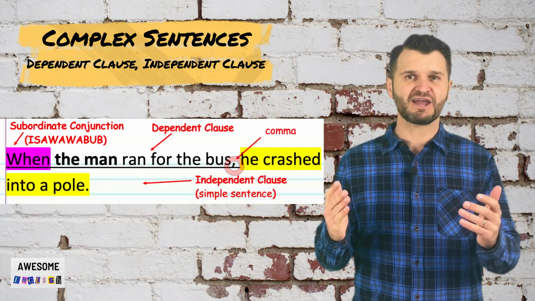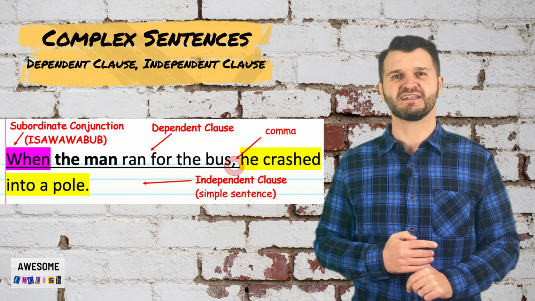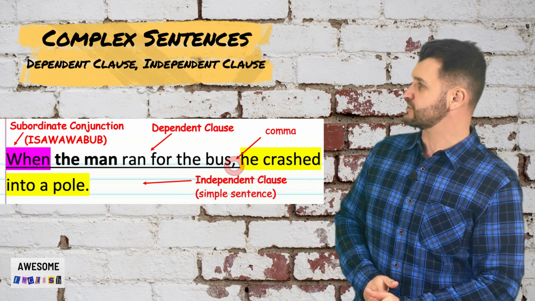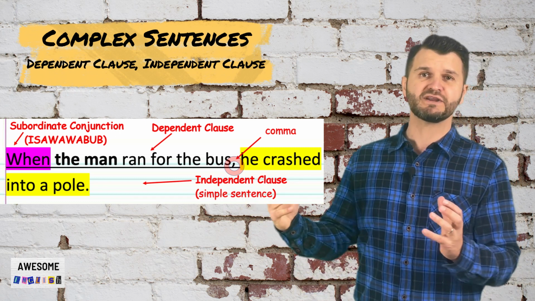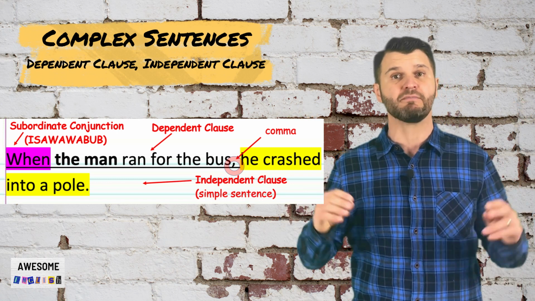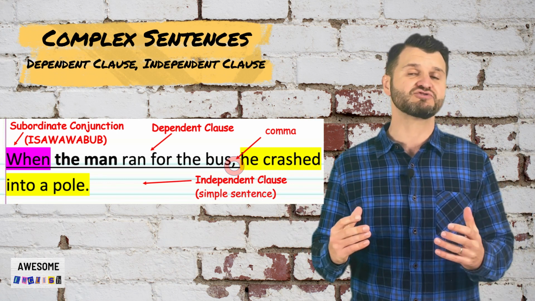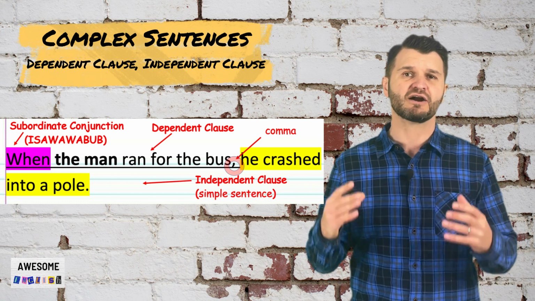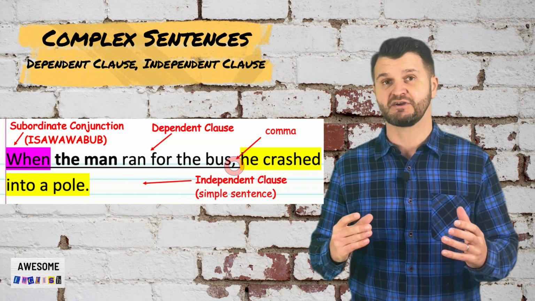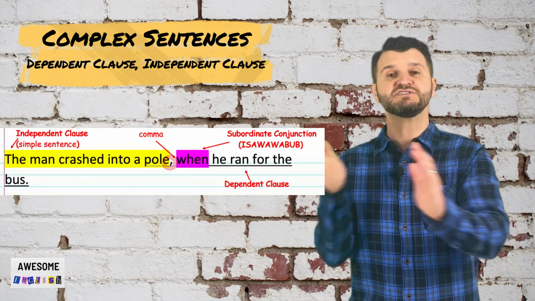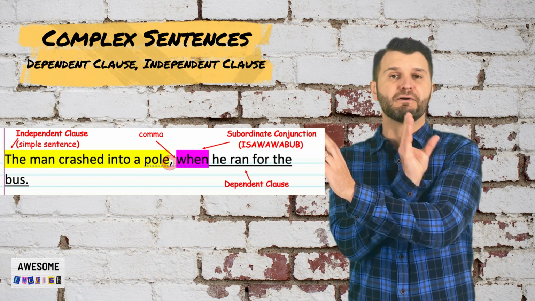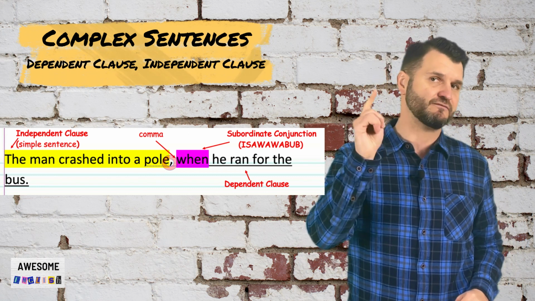So when you put it all together, you get a complex sentence. Let's annotate it. It has a dependent clause, an independent clause, a comma joining it together, a subordinate conjunction, ISAWAWABUB, at the front. So all these strategies can help you construct a complex sentence. Now remember, you don't have to start with a dependent clause. You can switch it. So you can start with an independent clause and finish with a dependent clause. You just use the same formula.